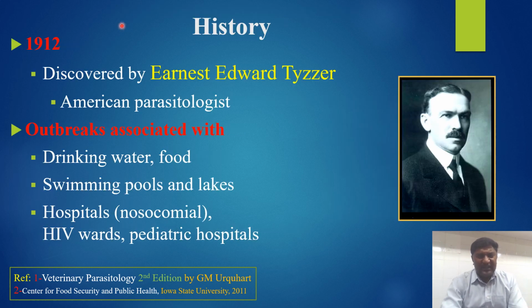Regarding the history, in 1912 Cryptosporidium parvum was discovered by Ernst Edward Tyzzer, an American parasitologist. Outbreaks are associated with drinking water, food, swimming pools and lakes, and hospitals, where nosocomial infections can take place, such as HIV wards and pediatric hospitals. These are the sources of spreading this infection.